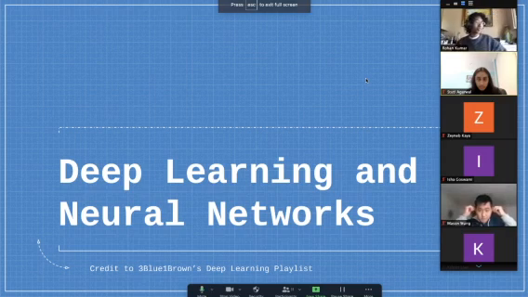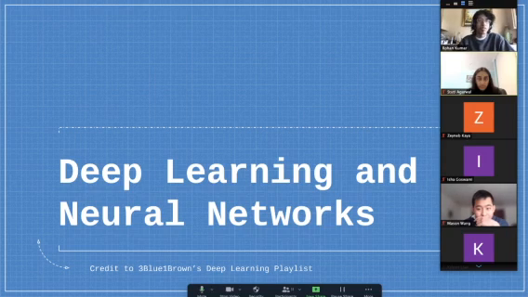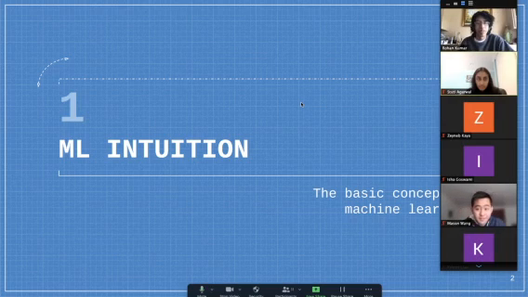Alright, so today we are going to be talking about deep learning and neural networks. Last time we gave you the basic rundown of how machine learning works, but today we're going to actually talk about the math and coding behind it. The first thing we have to do is figure out the basic intuition behind machine learning. What does the computer want to do in order to learn from prior experience?